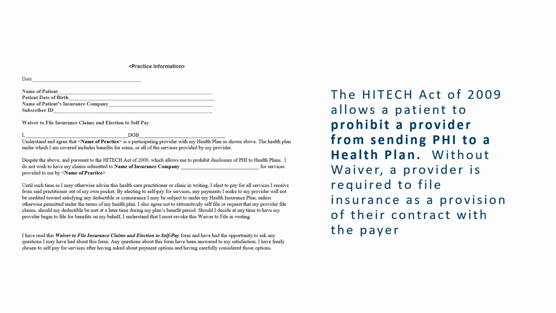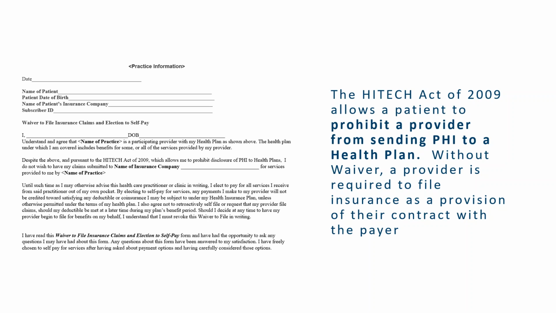The date, the patient information, and then you would write in the patient's name under I and the patient's date of birth. Then in the first paragraph, you would type in the name of the practice. Second paragraph, you would type in the name of the insurance company and the name of the practice. Now, basically, it says, until such time as I might otherwise advise the healthcare practitioner or clinic in writing, I elect to pay for all services I receive from said practitioner out of my own pocket.